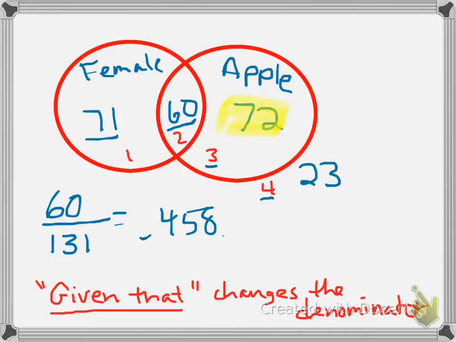0.458. So 0.458, change that to a percent, you could say that 45.8% of our female participants have Apple products. And that concludes the Venn diagram section of this lesson.